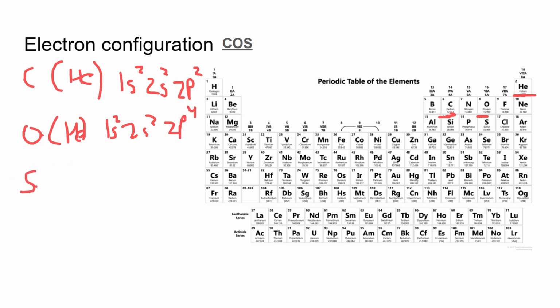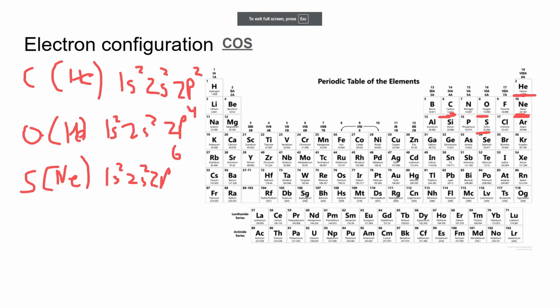Now for sulfur, which is a little different, the noble gas before it is neon, so you put Ne in the brackets, and do the same thing. So 1s2, 2s2, 2p6 now because we've gone through that entire row. And now we go down to Na, Mg, which is 3s2, and now we count over, so it's 4 to the right, so we'd put 3p4. And that's the electron configuration of COS.